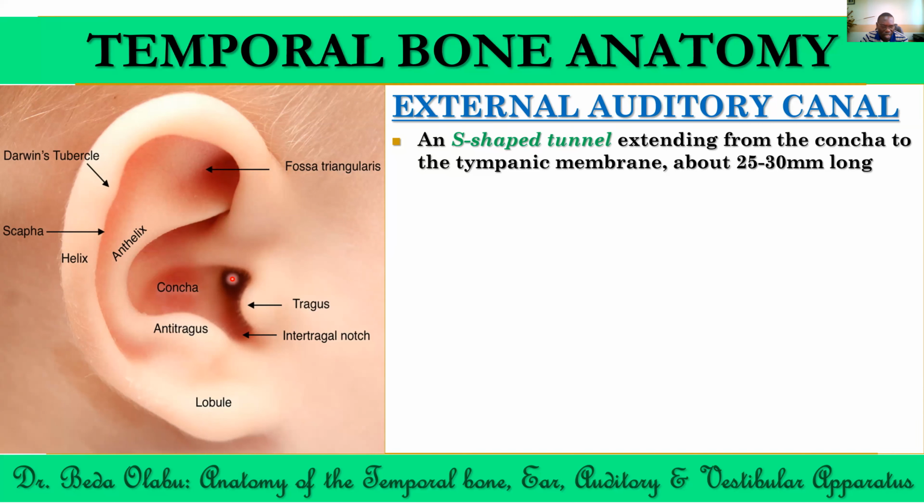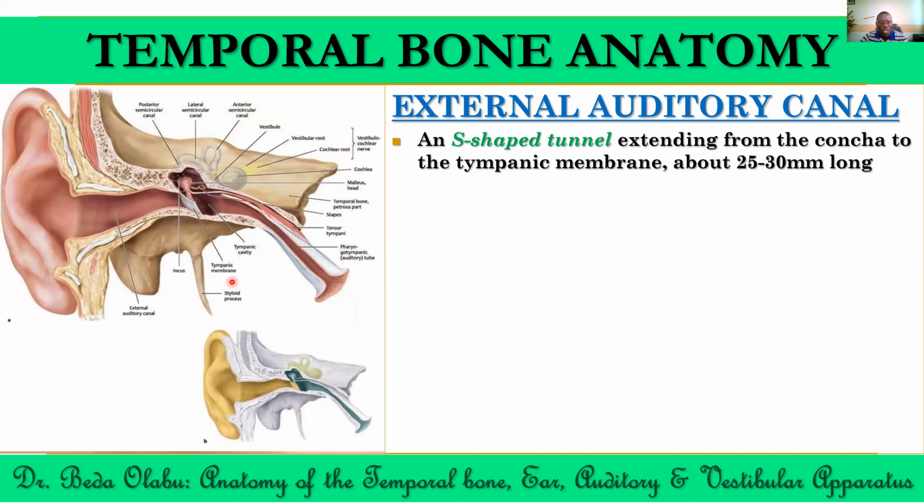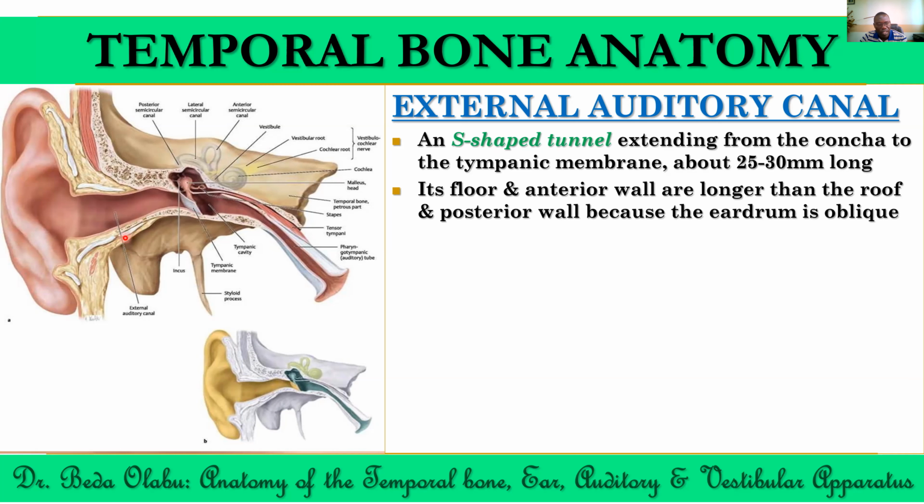So anyway, we are saying that the external auditory meatus starts from the margin of this concha there. Going inwards, it measures about 25 to 30 millimeters long. This is the concha, and so this is the external auditory meatus, extending all the way from there to the eardrum. The floor and the anterior wall of the external auditory meatus are quite long because of what I've just told you, that the eardrum is not vertical, it's angulated. So the inferior margin of the eardrum is more medial than the superior margin, and the anterior margin more medial than the posterior margin. It lies obliquely.